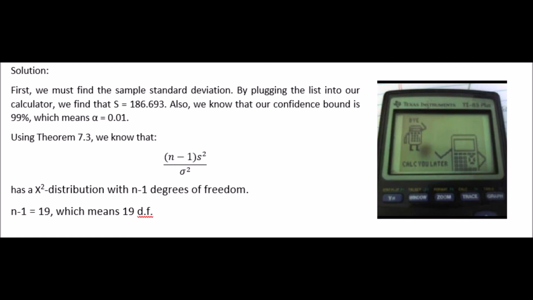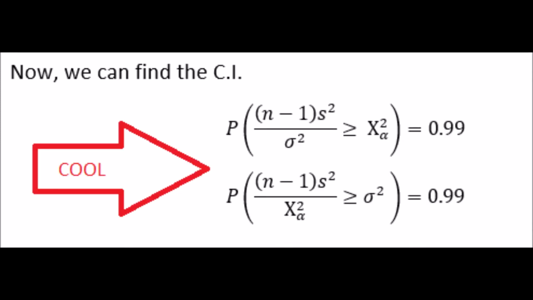Using theorem 7.3, we know that the equation on screen has a chi-squared distribution with n-1 degrees of freedom. In this case, our sample size n is 20. Using my fancy TI-83 Plus that I stole from my roommate, I find that 20 minus 1 is in fact 19. Now that our setup is complete, we can finally start to calculate our confidence interval.